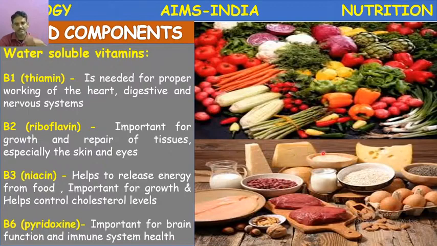in whole grains, the seed coat of different grains or cereals. They are rich in vitamin B complex, and they are present in fresh leafy vegetables. Sprouted seeds are also rich sources of this vitamin B complex. Next, nuts, eggs, milk, meat, liver. These are all the products from animals which are rich in vitamin B complex.